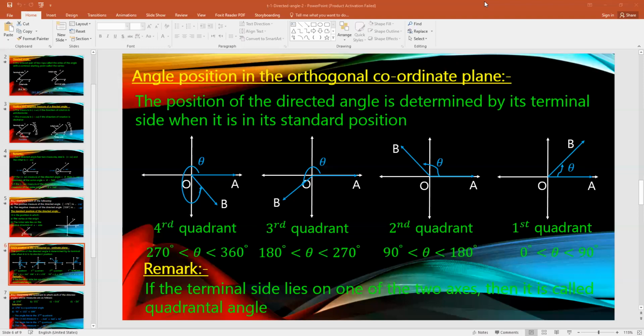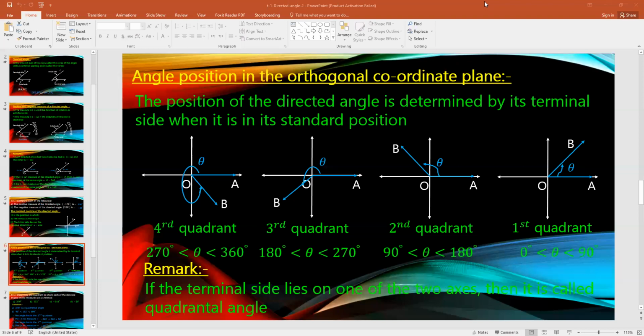If the angle is negative and I want to find the measure of the positive angle, I will add 360. Again, if I have a positive angle and I want to find the negative angle, I will subtract 360 from it. If this angle is negative and I want to find the positive, I will add 360. To find the negative, subtract 360. If you want the positive, add 360.